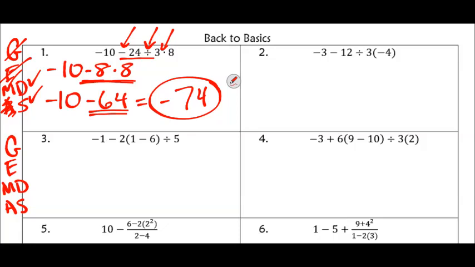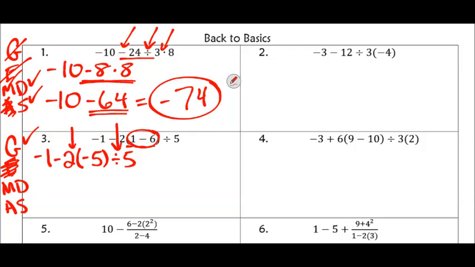Alright, now I do have grouping symbols. I'm going to start with that one. I'm going to do inside the parentheses first. Negative 1 minus 2 times, that changes into a negative 5. I'm just doing 1 minus 6, divided by 5. I did my grouping symbol. I don't have any exponents. I do have multiplication, and I do have division.